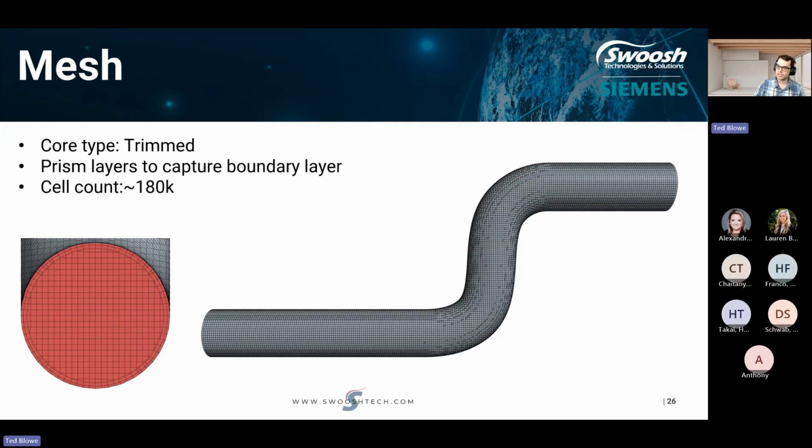Okay, moving on to the mesh, we use 2 prism layers to capture the boundary layer. I did not calibrate this, but this can be easily calibrated for your problem, and the cell count is 180,000, which is very small. We use trim mesh for the core, and then prism layers for capturing the boundary layer.